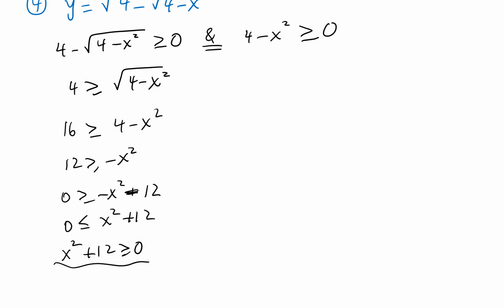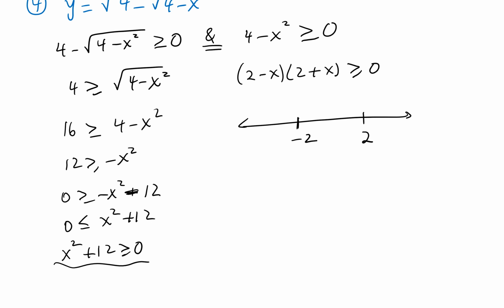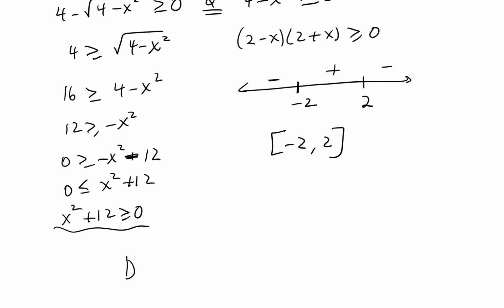For the other one, we need to factor this out. 2 minus x, 2 plus x. Then we have a negative 2 and a positive 2. If you take a 3, actually that would be negative, then positive, then negative. So that would be negative 2 to 2. So the domain for the first one is all real numbers, just the entire number line. But for the second one, it's only negative 2 to 2. So it's only from here to here. So they both overlap from negative 2 to 2. And that would be the final answer.